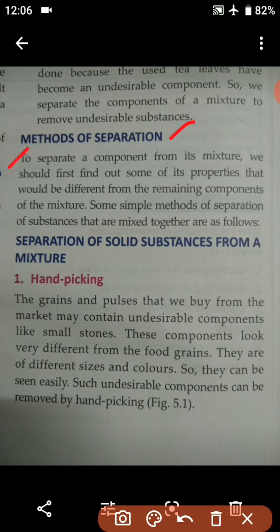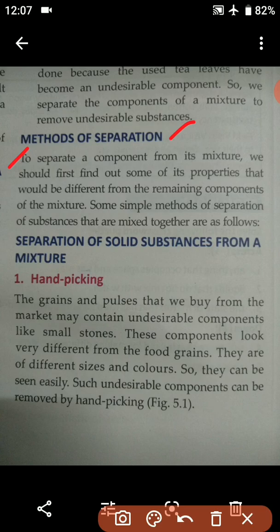So let's start. To separate a component from its mixture, we should first find out some of its properties that would be different from the remaining components of the mixture. So students, whenever we want to separate a component from its mixture, we should first find out some properties that will be different from the remaining components of the mixture. Okay. So some simple methods of separation of substances that are mixed together are as follows.